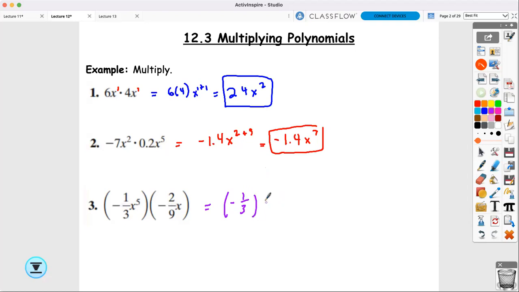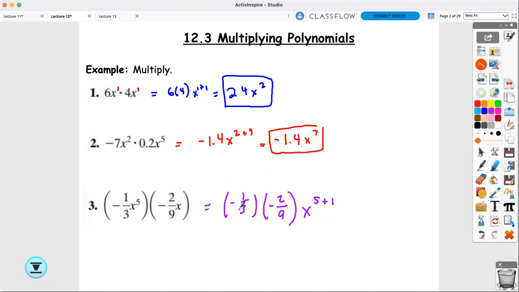So it'll be -1/3 times -2/9. And it's going to be x. What are my two exponents I'm going to be adding for number 3? Anyone want to take a guess? It'll be 5 plus 1.